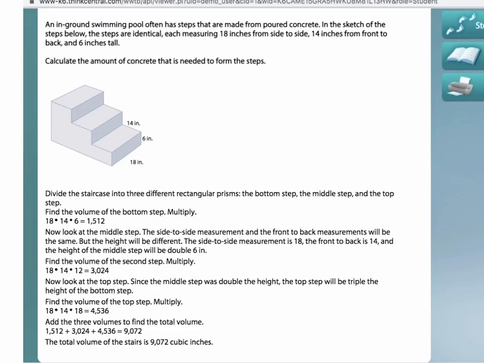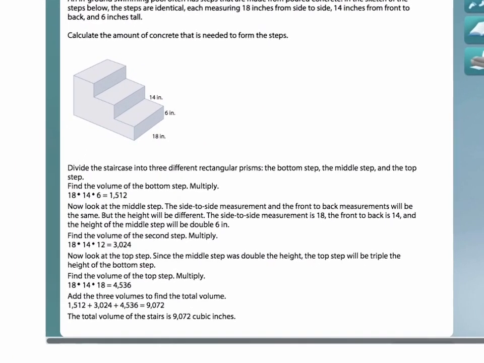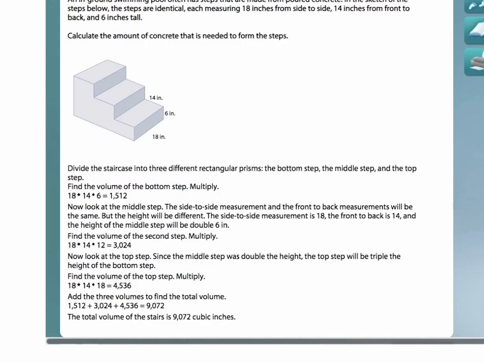All right, here's the Think Central reasoning behind it. They did exactly what we did for the first method. They found the volume of each individual step by splitting it up into 3 parts like that, and then added them together. So it's 9,072 cubic inches.